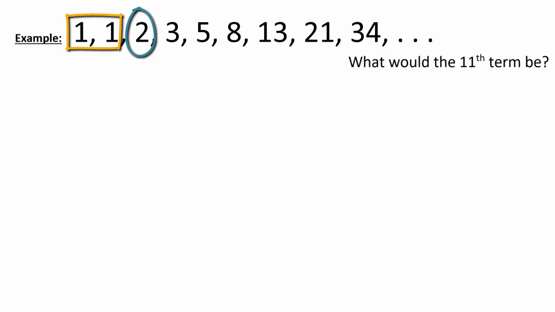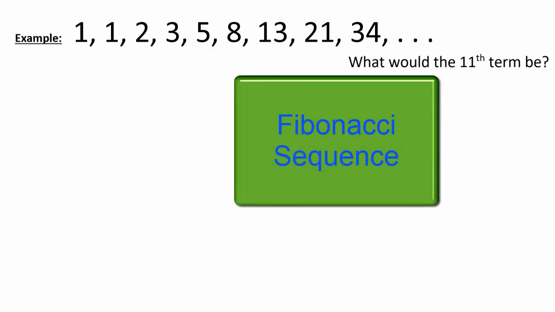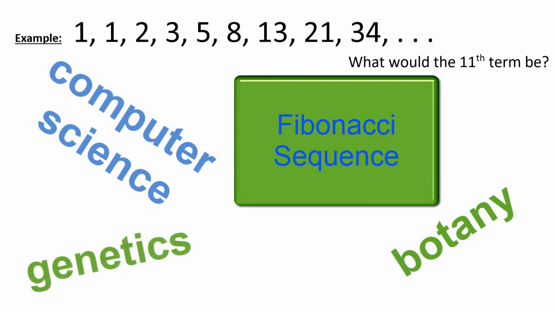1 plus 1 is 2. Let's try and see if that pattern works for all of them. 1 plus 2 is 3. 2 plus 3 is 5. 3 plus 5 is 8. 5 plus 8 is 13. Yes, that pattern works. This is called the Fibonacci sequence. It's named after the guy that came up with it. It's a very special sequence. It actually occurs a lot in the study of botany, computer science, genetics, and many other fields.